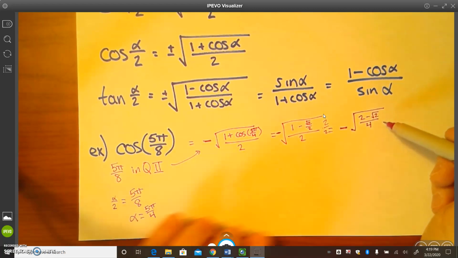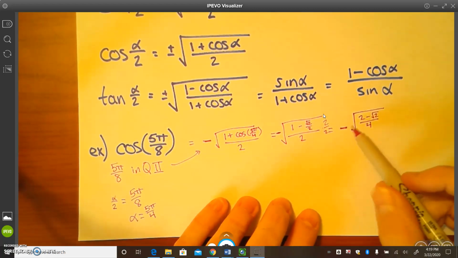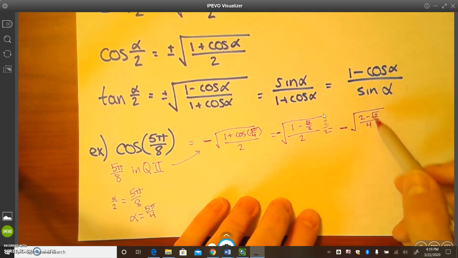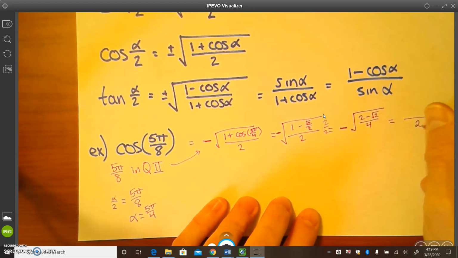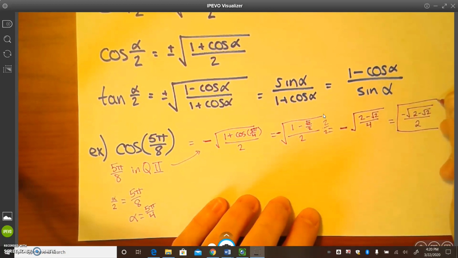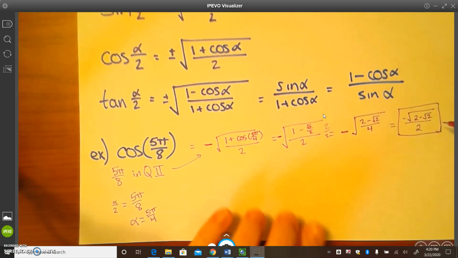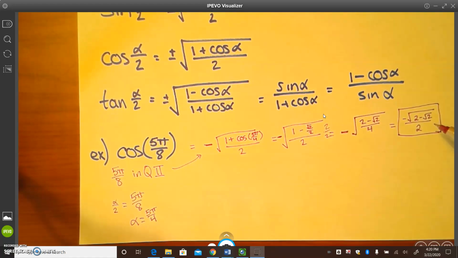This doesn't simplify a whole lot, but the only thing I can do is this square root applies to both the numerator and denominator. So the square root of 4 is obviously 2, and then we still have this negative square root in the numerator. It's going to look awkward, but it's totally acceptable leaving a square root inside of another square root. And this value is your final answer. So that is the cosine of 5 pi over 8.